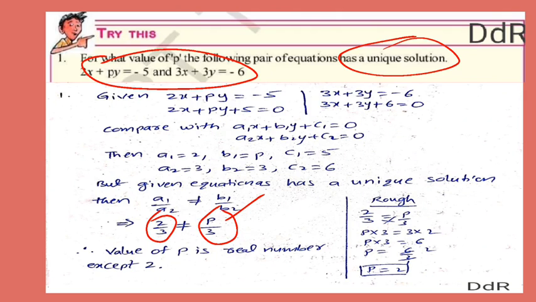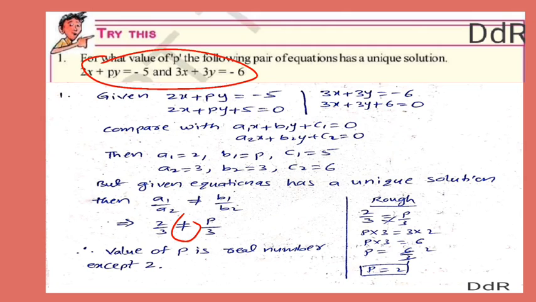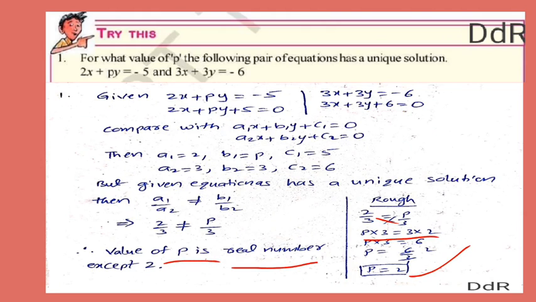To find out that p value, I am doing some rough work on the right side. Instead of not equal, take the equal symbol and find out the p value. So do cross multiplication. So p into 3 equals 3 into 2. So p equals 2. So the p value is 2. So the value of p is any real number except 2.